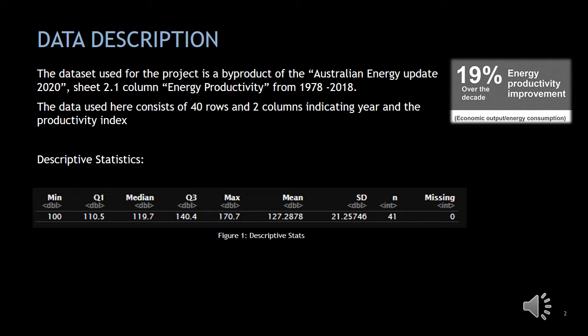The descriptive statistics of the dataset showed that the minimum index is 100 and the maximum is 170, with a mean of 127 and 0 missing values.